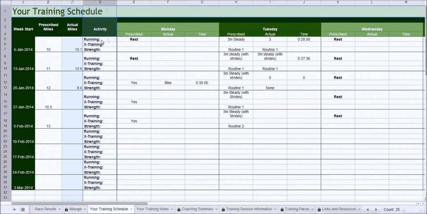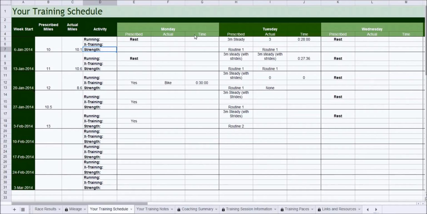This will either be a running activity, or an element of cross-training, which may either just be that you're going to cross-train and then you choose the type of cross-training, or it may be a specific prescribed type of cross-training. The same applies to the strength training as well. Depending on the type of custom training plan you've taken out, we may just say to you, do some strength training. You may have your own strength training program that you follow, or we may be prescribing a specific strength training program for you.